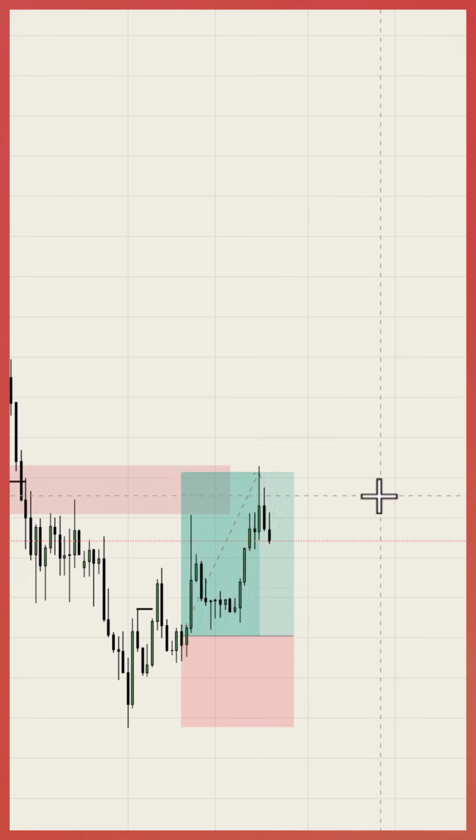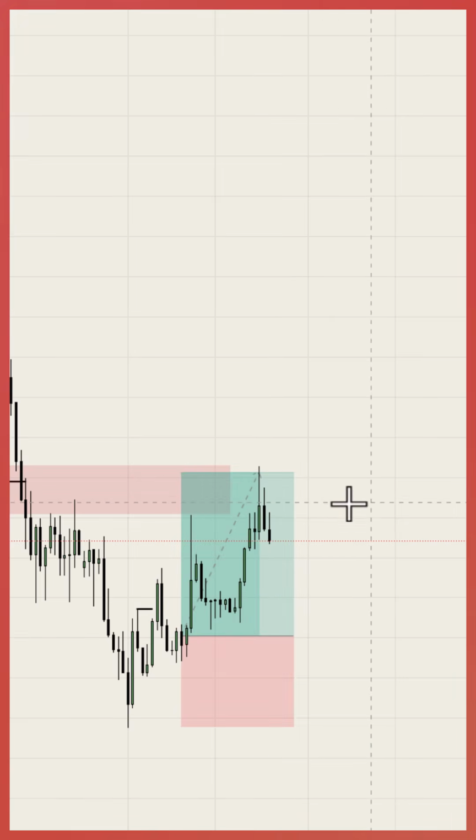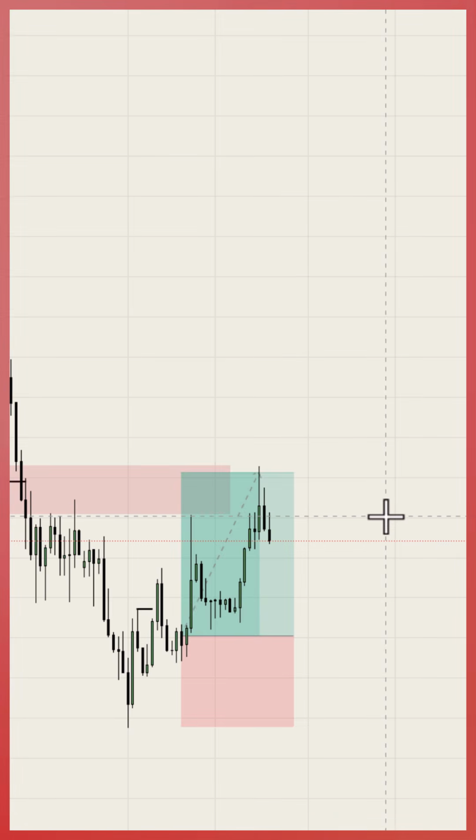So here we see price is at our target. So now this is how you can determine your bias in an easy form.